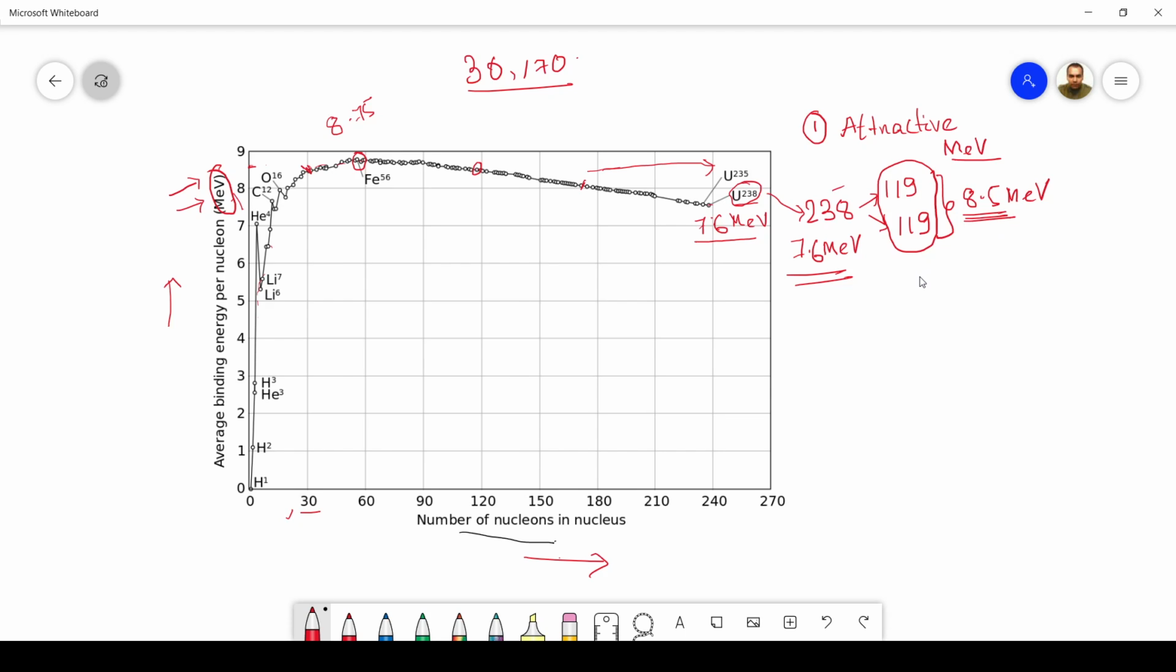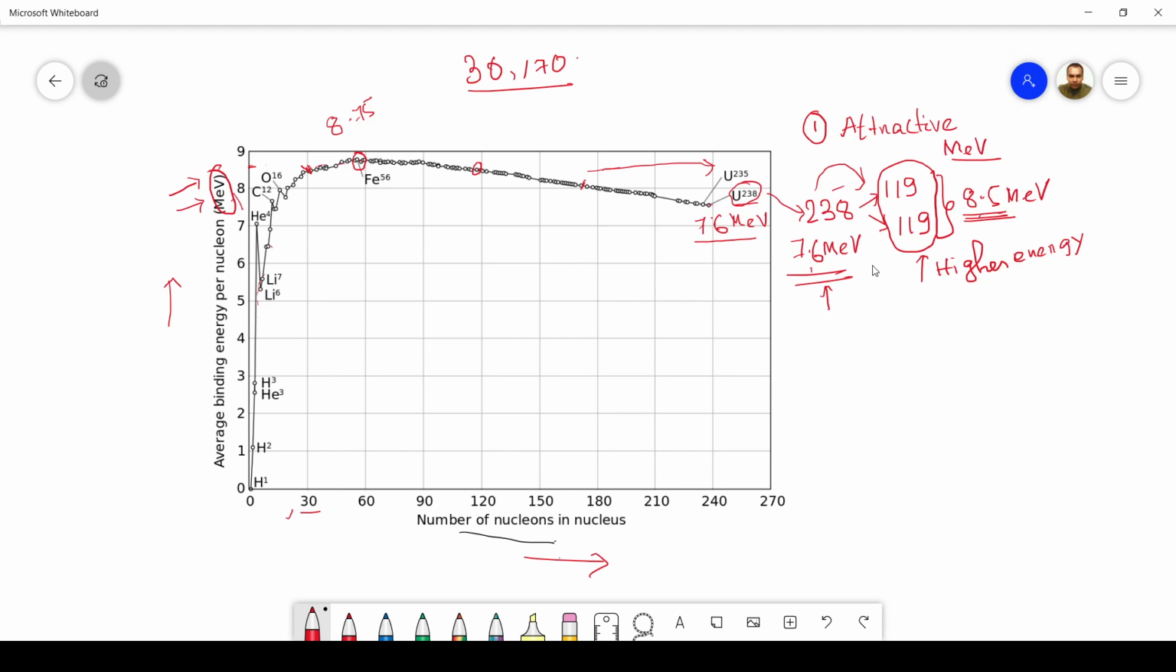That means you will have to spend a higher amount of energy in order to break these lighter nuclei as compared to breaking this heavier nuclei with number of nucleons 238. So if you break this heavier nuclei into two lighter nuclei, because of this change in average binding energy per nucleon, energy will be released in this process.